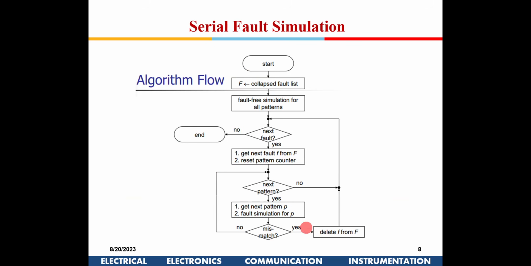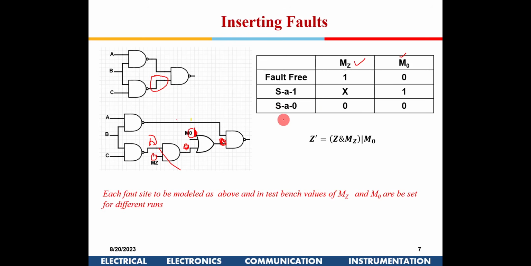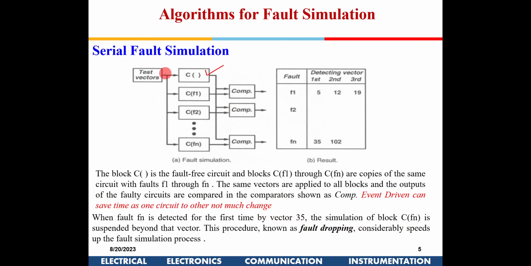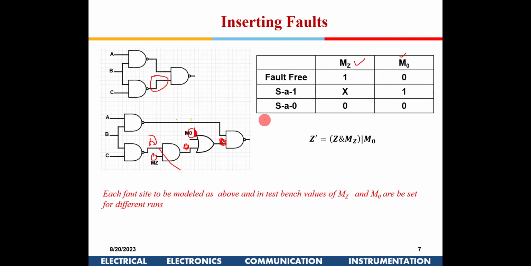So this is the algorithm. A collapsed fault list is required, otherwise we'll be wasting time. Then fault free simulation for all patterns is required. The first run will be a fault free simulation, because we have to compare. So for each test vector, the first run will be fault free.